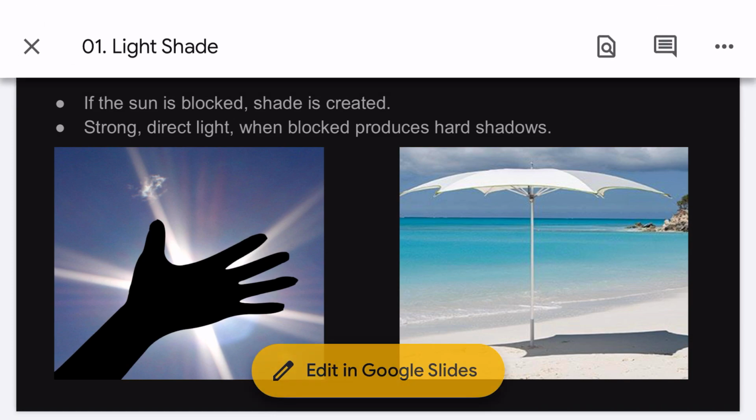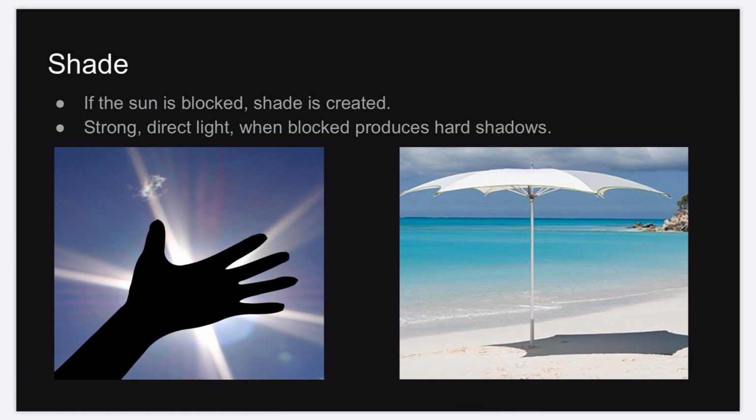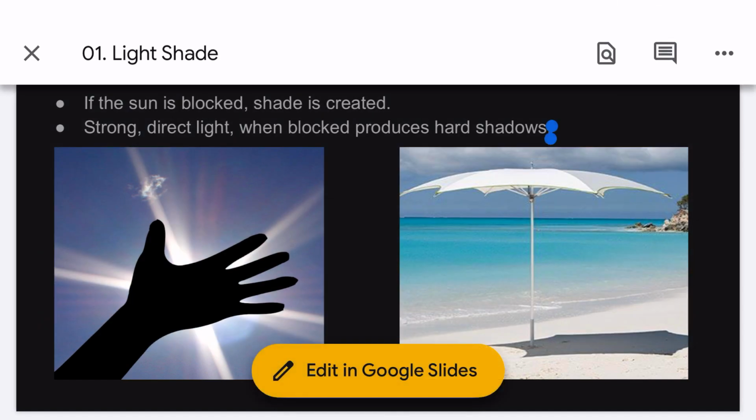Okay, shade, the opposite. If the sun is blocked, shade is created. The stronger or more direct the light, the stronger and more direct the shadows. In the picture on the left, you've got direct sunlight and a hand in the way, so you've got basically a black and white image. You've got no detail on that hand at all, it's completely black. The one on the right is a bit more soft. The umbrella hasn't blocked all of the light, but most of it, giving still quite a hard shadow considering the weather conditions.